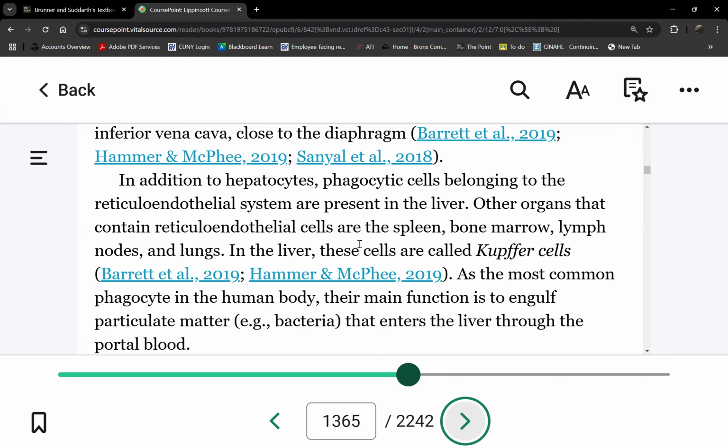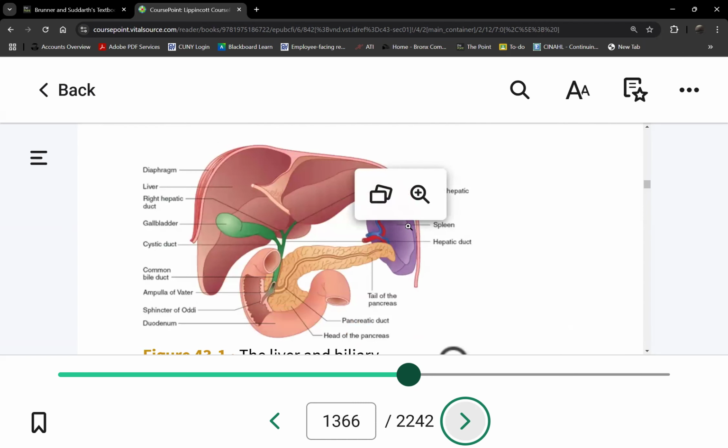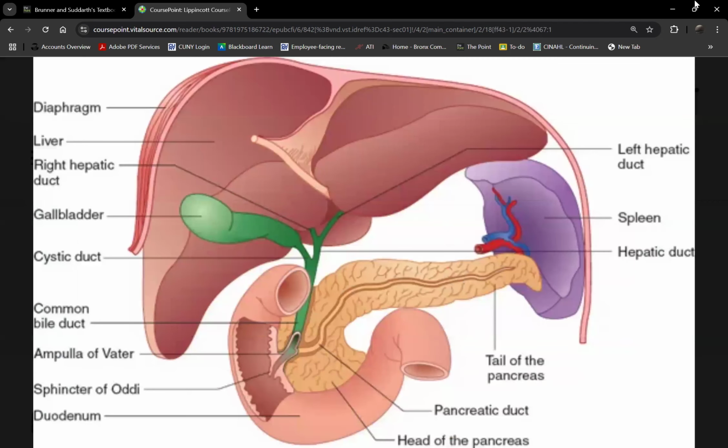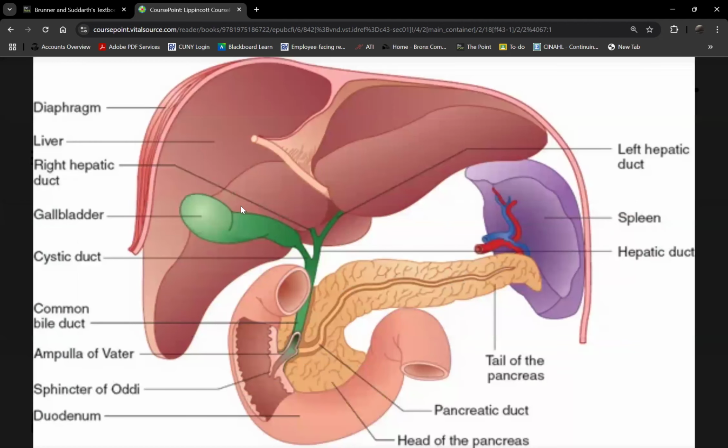Is it soft or hard? Soft and squishy, yeah? Okay. So this is what our liver looks like. So here we have the liver.